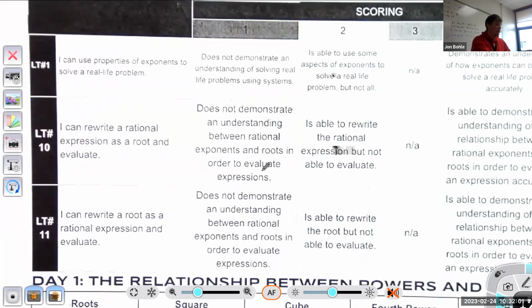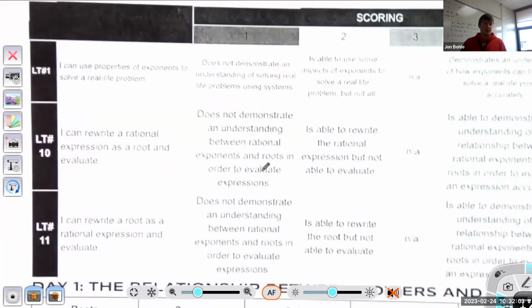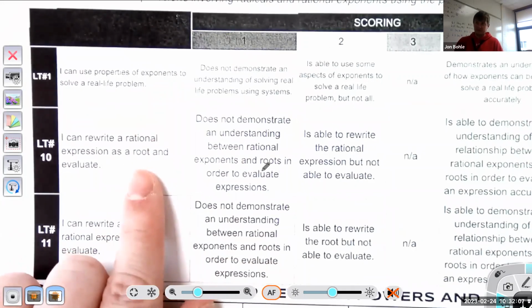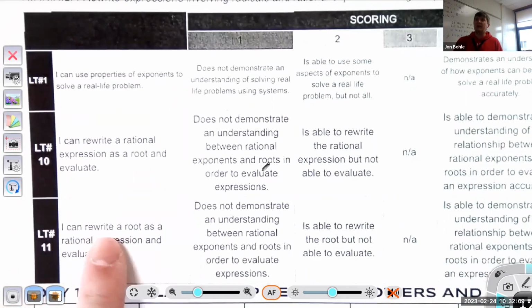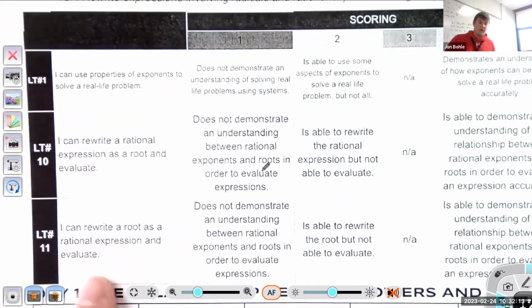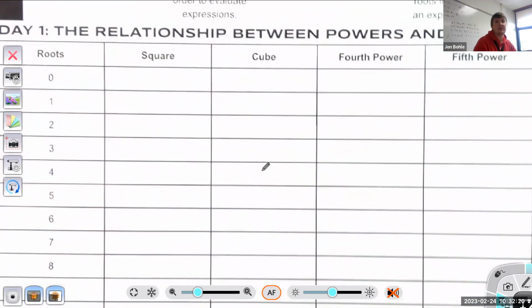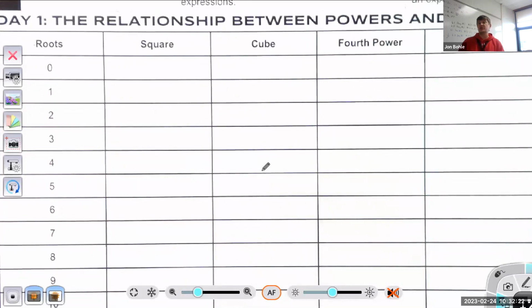Okay, we're going to cover 2 days in this section, and when we do that, we're going to be able to rewrite a rational expression as a root and then determine what that number is. And then I'm going to be able to rewrite a root as a rational expression and then again evaluate. So what we need to do first is understand the relationships between roots, their squares, their cubes, their fourth powers, and their fifth powers.